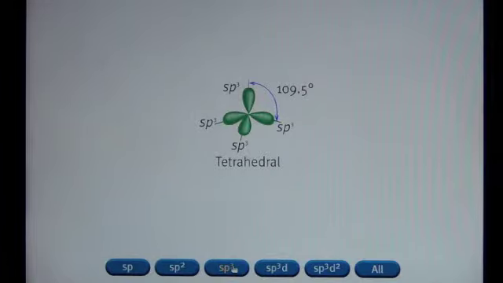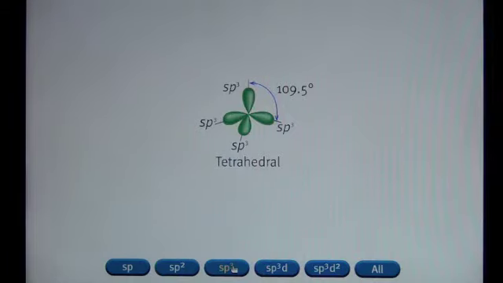If a central atom has four areas of high electron density around a central atom, this would call for sp3 hybrids. So four areas around a central atom, the geometry would be tetrahedral, and the bond angles would be 109.5 degrees. Now to make these four equivalent hybrid orbitals, we're going to have to put in four atomic orbitals.